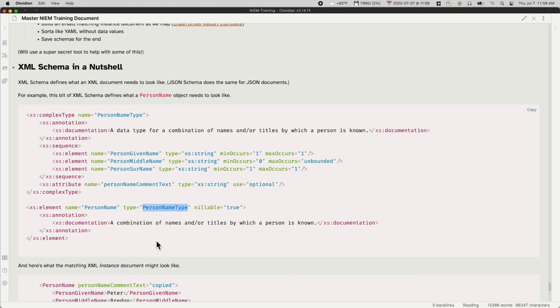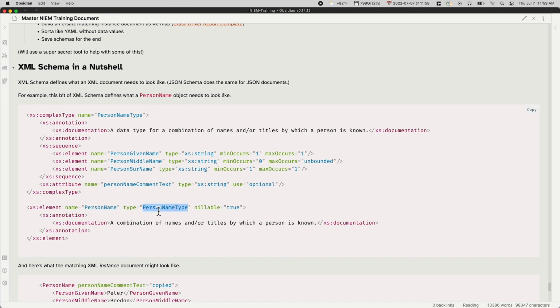So it's got a type. How do we know what a person name needs to look like? What can it hold? We look at its type. We have something called nillable equals true. And all that means is you could have that be an empty element if you wanted. It could just be person name with nothing inside. We have documentation for it, a definition inside these documentation tags. So this is defining a person object. But right now we don't know much about it. We just know it's got a name, and we know it's got a definition, and we know we can go look at its type to see what it's about.